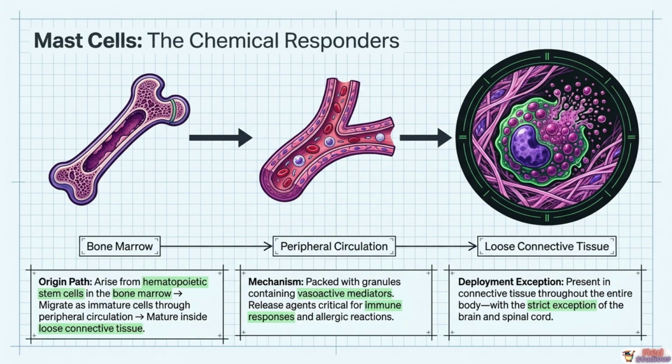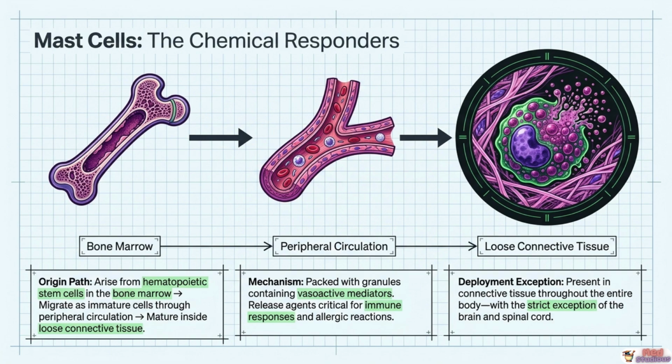Mechanistically, a mature mast cell is heavily packed with large secretory granules containing potent vasoactive mediators like histamine and heparin. When triggered by an allergen or pathogen, they rapidly degranulate, releasing these agents which are critical for driving the inflammatory immune response and allergic reactions.